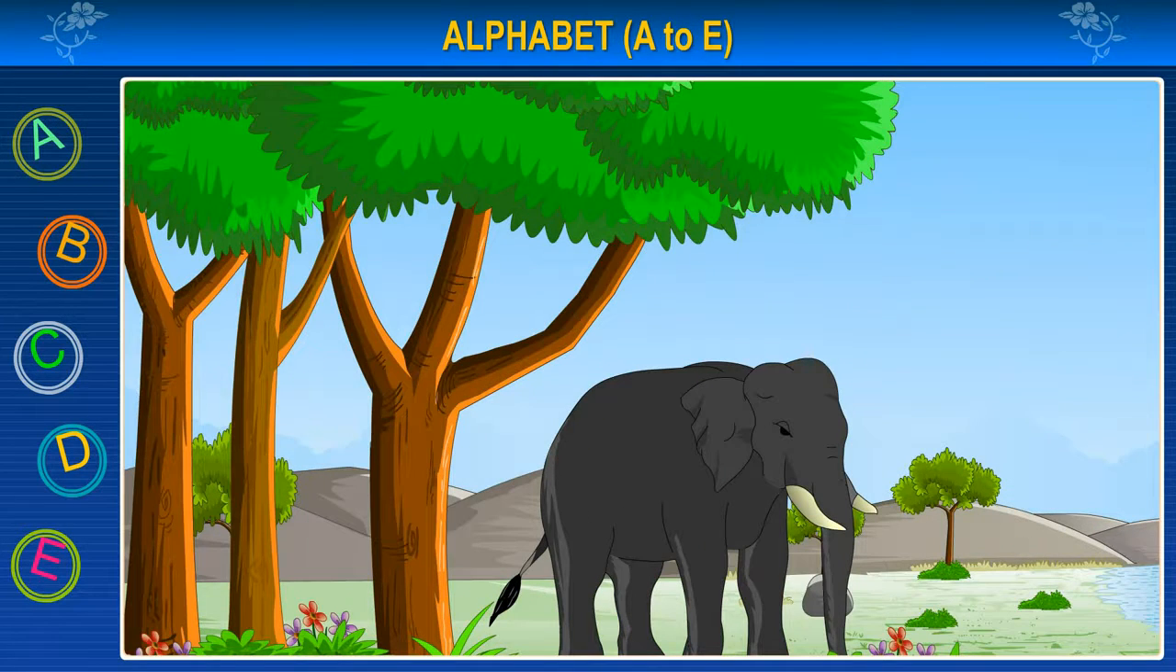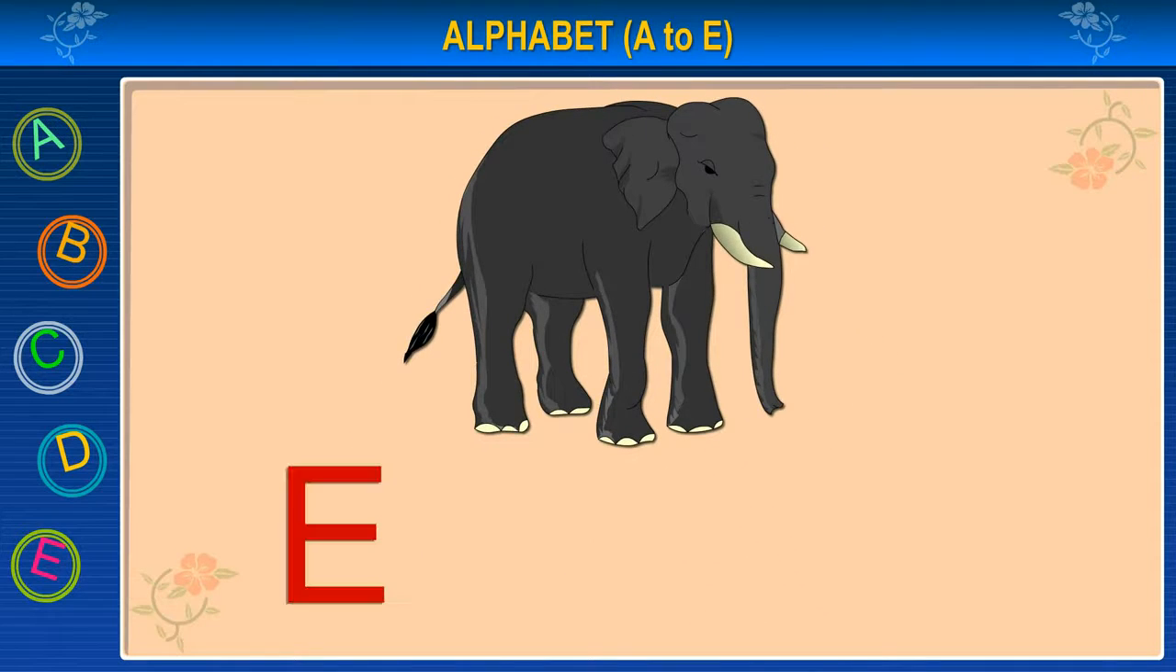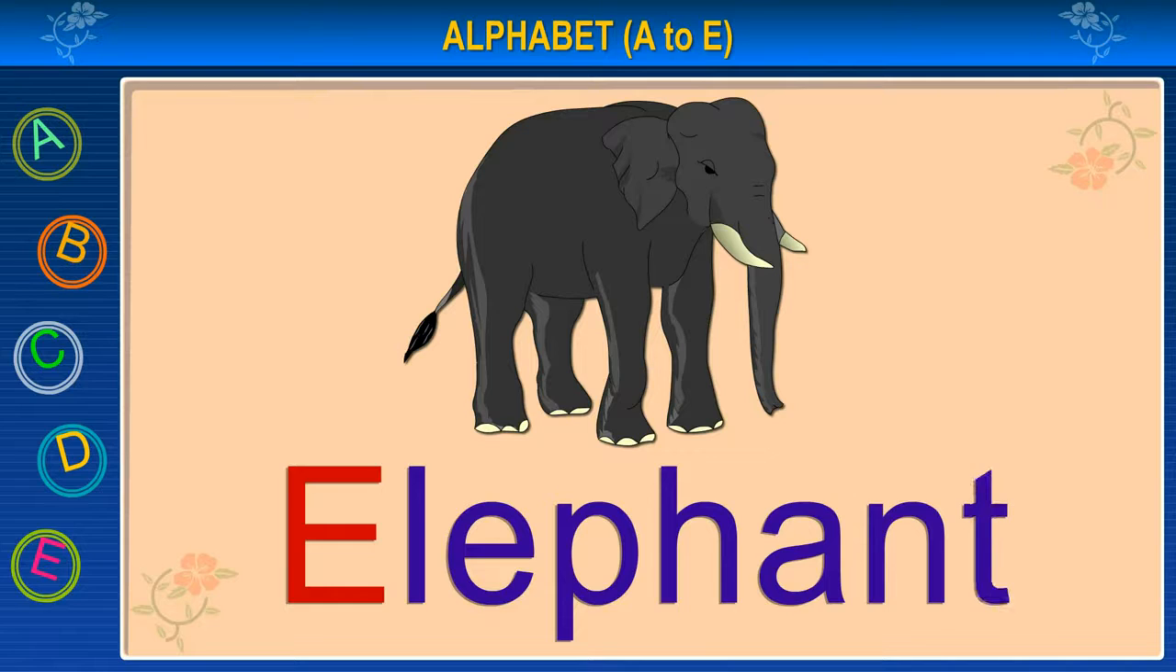E for elephant. E, L, E, P, H, A, N, T. Elephant.